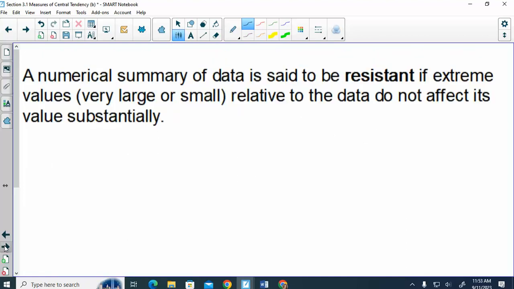We call that resistant. Something is resistant if extreme values do not affect its value substantially. So the median is resistant. The mean is not.